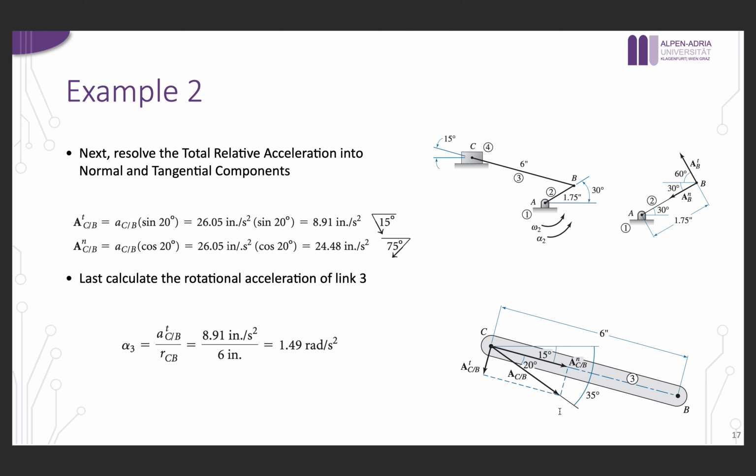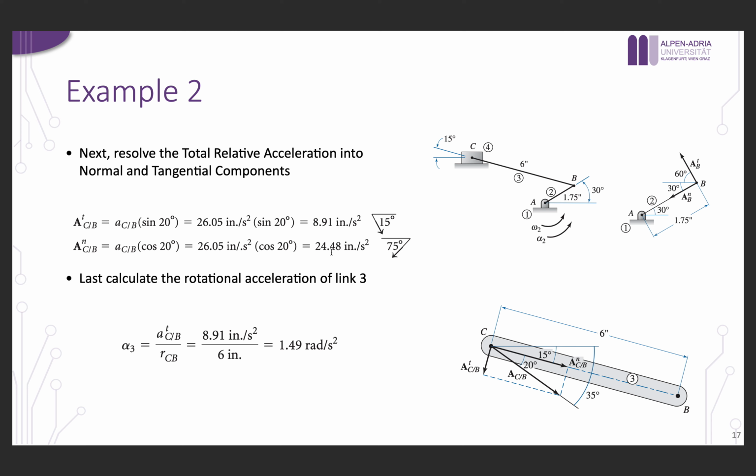So what we have done is we project this one first on the radius of rotation, which gives us the normal, and then the other one which is perpendicular to that, which gives us the tangential. This is why you have 20 degrees there. So this is how we got the tangential acceleration and the normal acceleration.